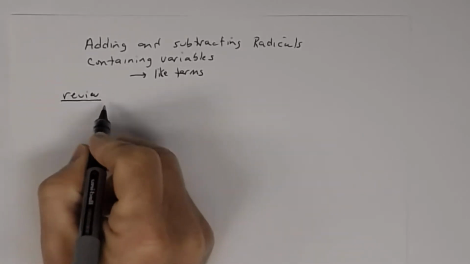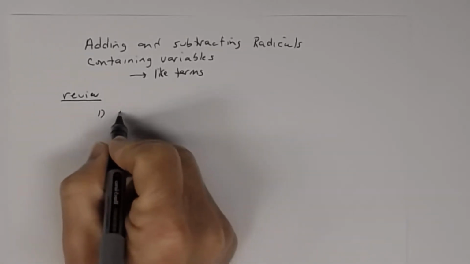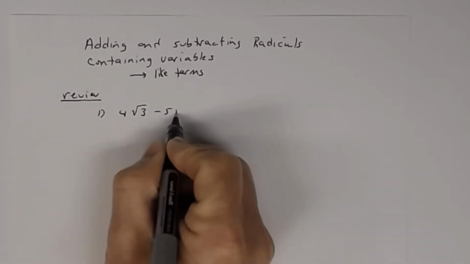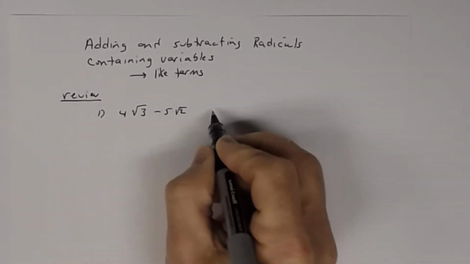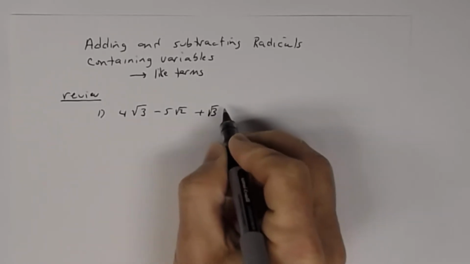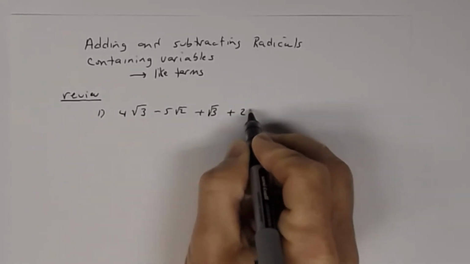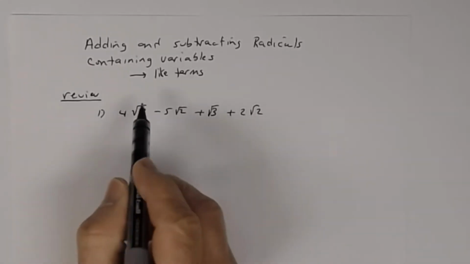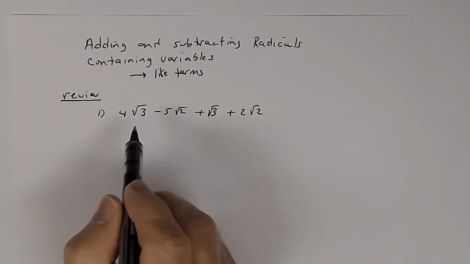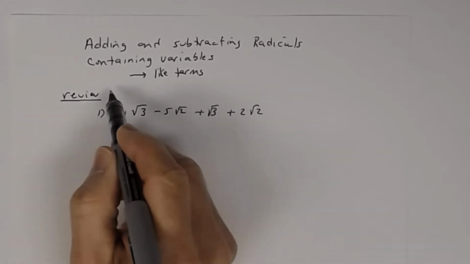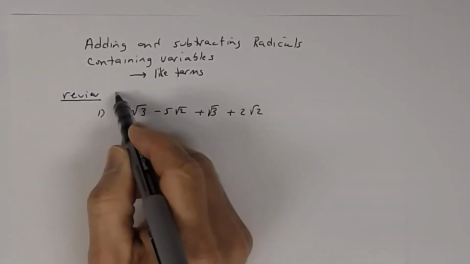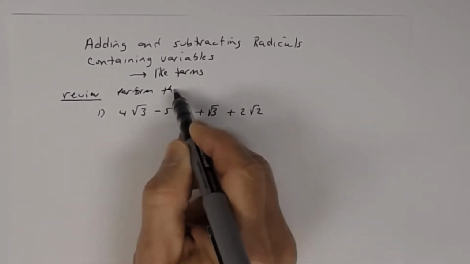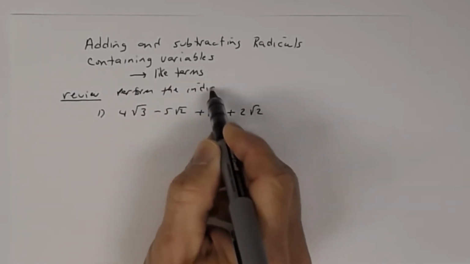Okay, so number one, let's suppose we had 4 times the square root of 3 minus 5 times the square root of 2, and then plus the square root of 3, and then plus 2 square root of 2. Now remember, in previous lessons and previous practice problems, you were told to perform the indicated operations. So let's go ahead and write it like this. Perform the indicated operations.